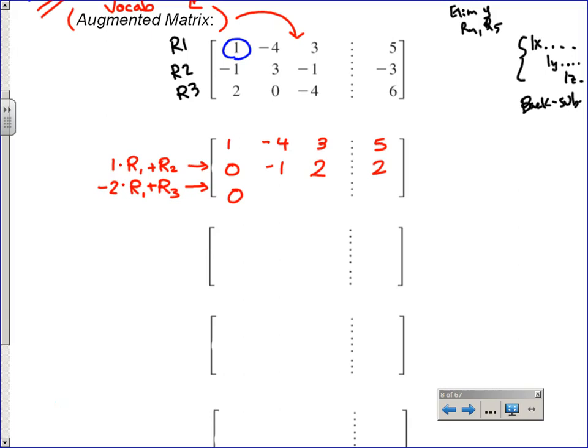So -2 times -4 is 8, right? -2 times -4 is 8, plus 0. 8. -2 times 3, plus -4. -2 times 5, plus 6. Now, pause.